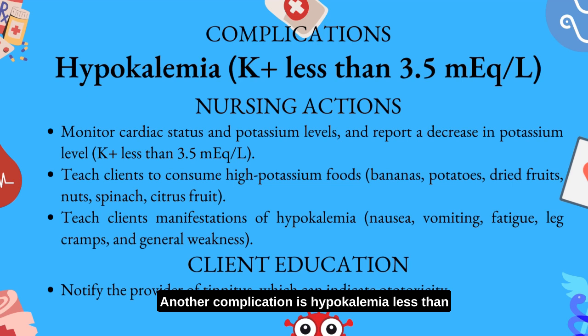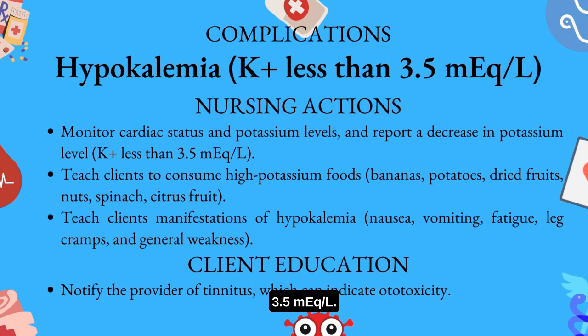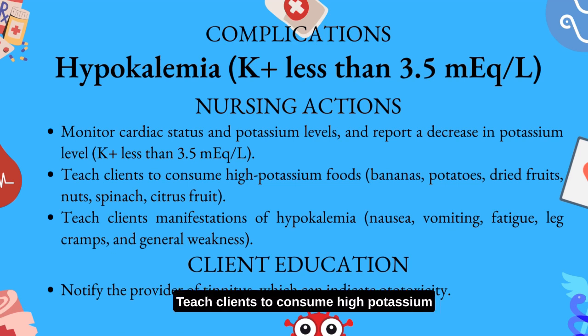Another complication is hypokalemia, less than 3.5 milliequivalents per liter. Nursing actions are: monitor cardiac status and potassium levels. Report a decrease in potassium level of less than 3.5 milliequivalents per liter. Teach clients to consume high potassium foods: bananas, potatoes, dried fruits, nuts, spinach, citrus fruit. Teach clients manifestations of hypokalemia: nausea, vomiting, fatigue, leg cramps, and general weakness.